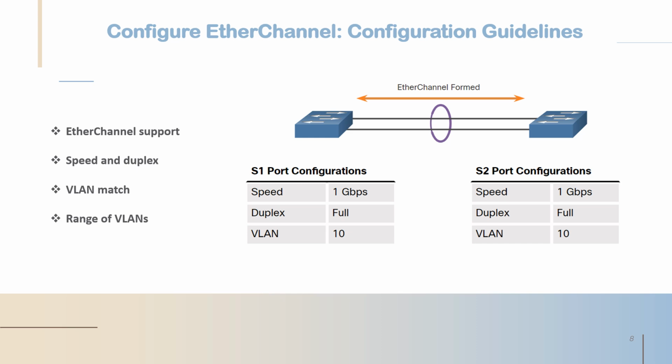And then we have the range of VLANs, which means that an EtherChannel supports the same allowed range of VLANs on all the interfaces in a trunking EtherChannel. If the allowed range of VLANs is not the same, the interfaces do not form an EtherChannel even when they are set to auto or desirable mode.